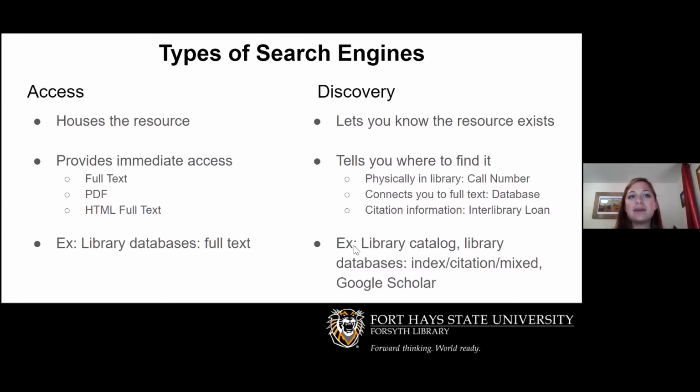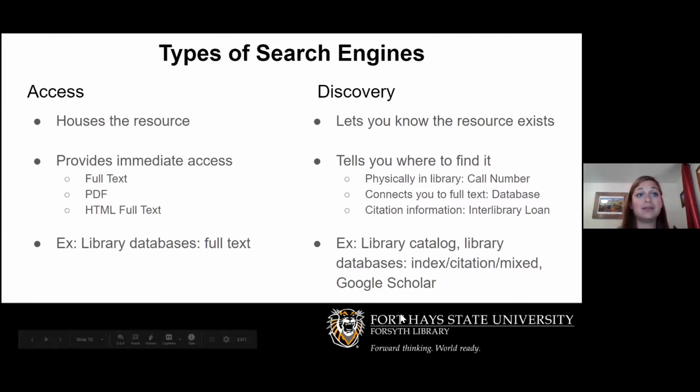And discovery tools are similar to Google Scholar. The library catalog is an example of that. When we search within the library catalog, that's not the place where the article actually lives, but it will tell us where to go to access it. Same with some of the library databases that we'll see. They may not have the full text immediately accessible to us, which can sometimes be frustrating, but it will connect you to either the citation information or somewhere else to get the full text so that you can actually get what you're looking for.